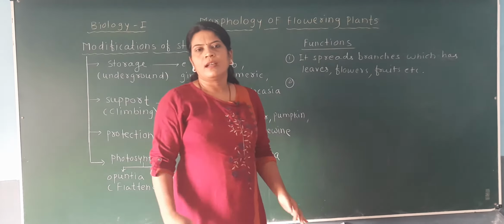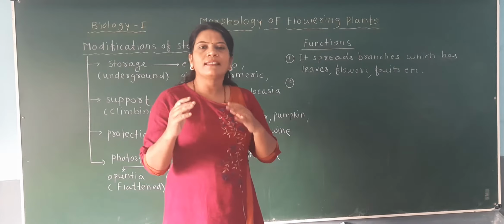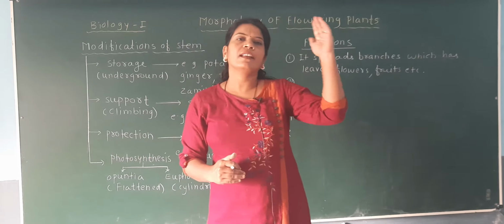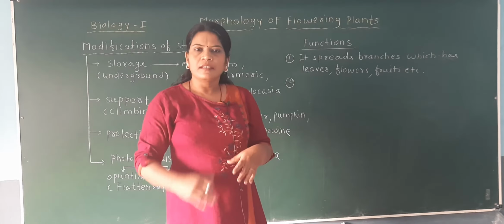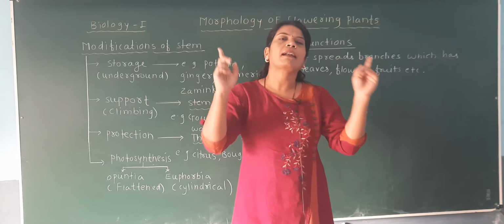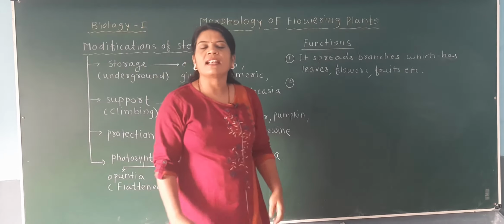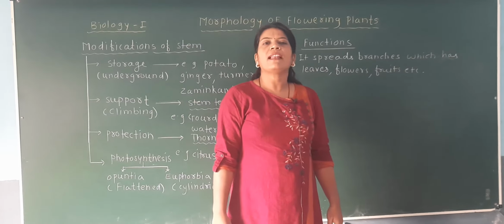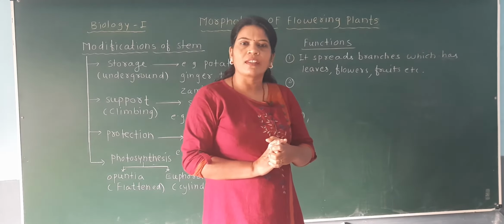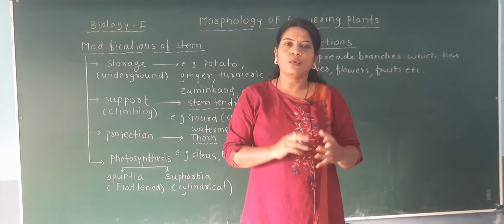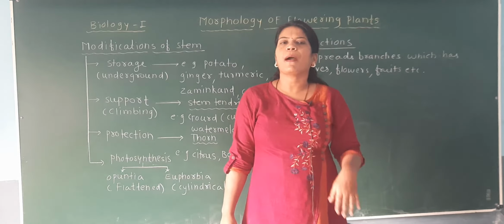The second function of the stem: no doubt we have seen that the root part of the plant absorbs water and minerals from the soil, and that absorbed water and minerals are conducted to the upper part of the plant by the stem. The stem above the ground supplies the water and minerals up to the tip of the stem. So the second function of the stem is that it conducts water and minerals as well as photosynthetic.